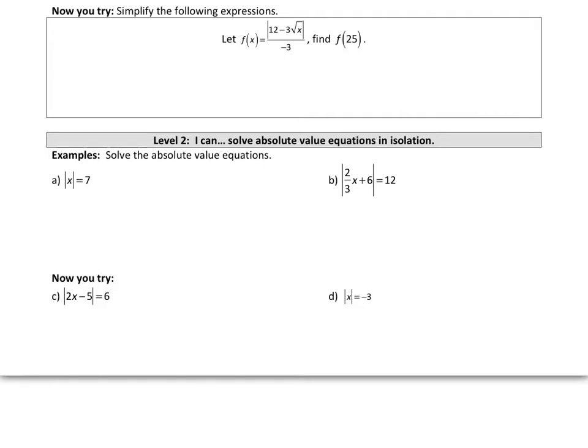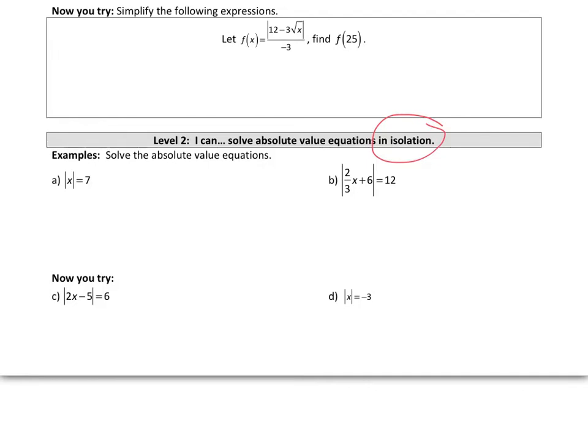If you look at all 4 of these examples, every single one of them already has an absolute value by itself. So if you can see here, at level 2, you're probably going to be ready to go and solve right away. There's not going to be any manipulation. That's why the word says in isolation, meaning it's already isolated for you. There's really nothing you have to do besides just solve.